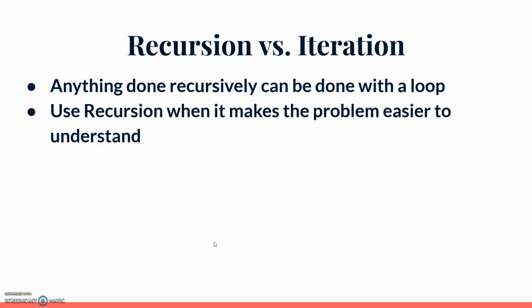Anything that's done recursively can be done with a loop. It can be done iteratively, but we're always going to use recursion when it makes the problem easier to understand. When we're looking at sum, it probably makes more sense to do iteration, honestly, but it was a really good example for breaking down how recursion works. For other problems like the Fibonacci sequence, where a value is equal to the sum of the 2 previous values, it makes sense to call the function, because if I tell you the Fibonacci value of 4 and the Fibonacci value of 5, you can easily find the Fibonacci value of 6.